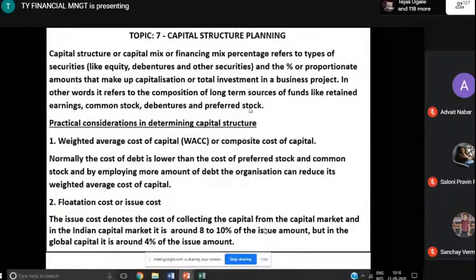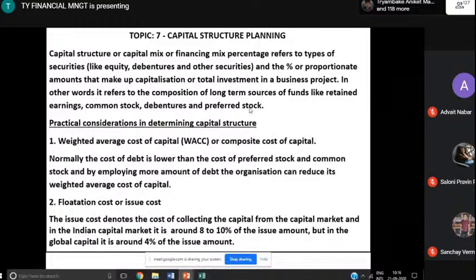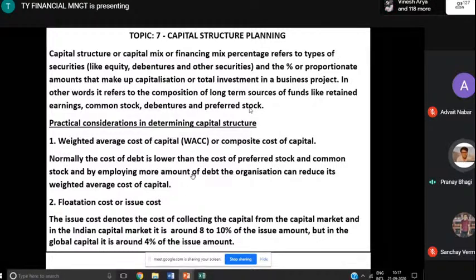Capital budgeting. Analysis of long-term investment decisions. Okay. Normally the cost of debt is lower than the cost of preferred stock. Very, very clear. I would like to have the answer from you. Why? Why the interest rate is lower than the dividend percentage? I repeat, give me the answer. Why the interest rate is always lower than the dividend percentage?